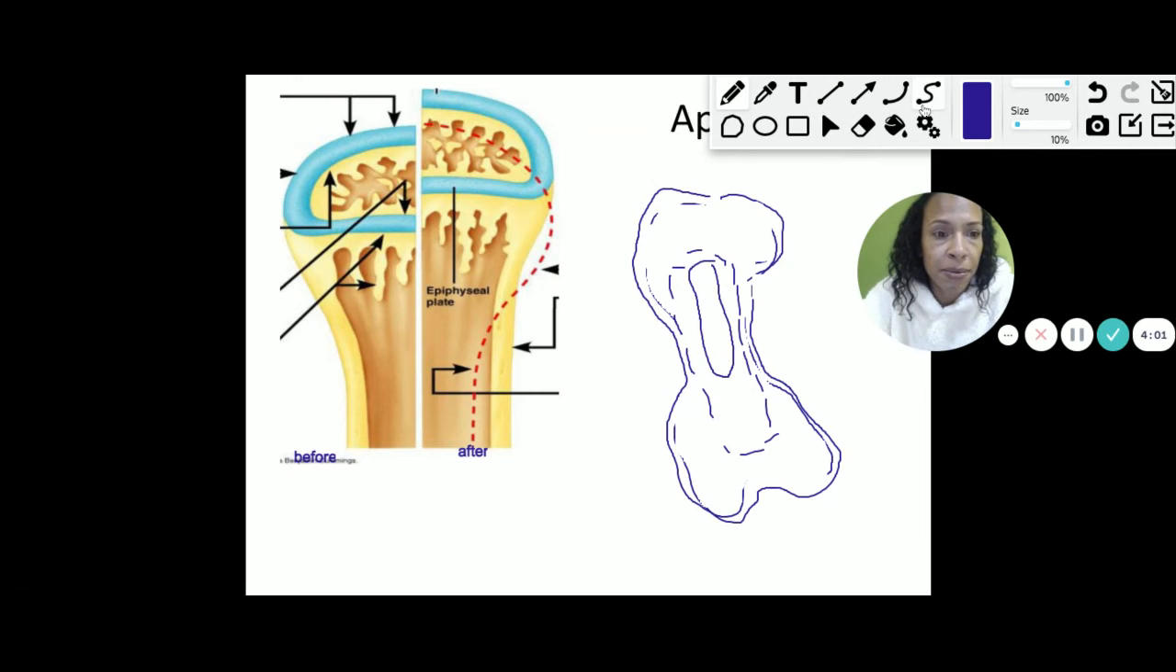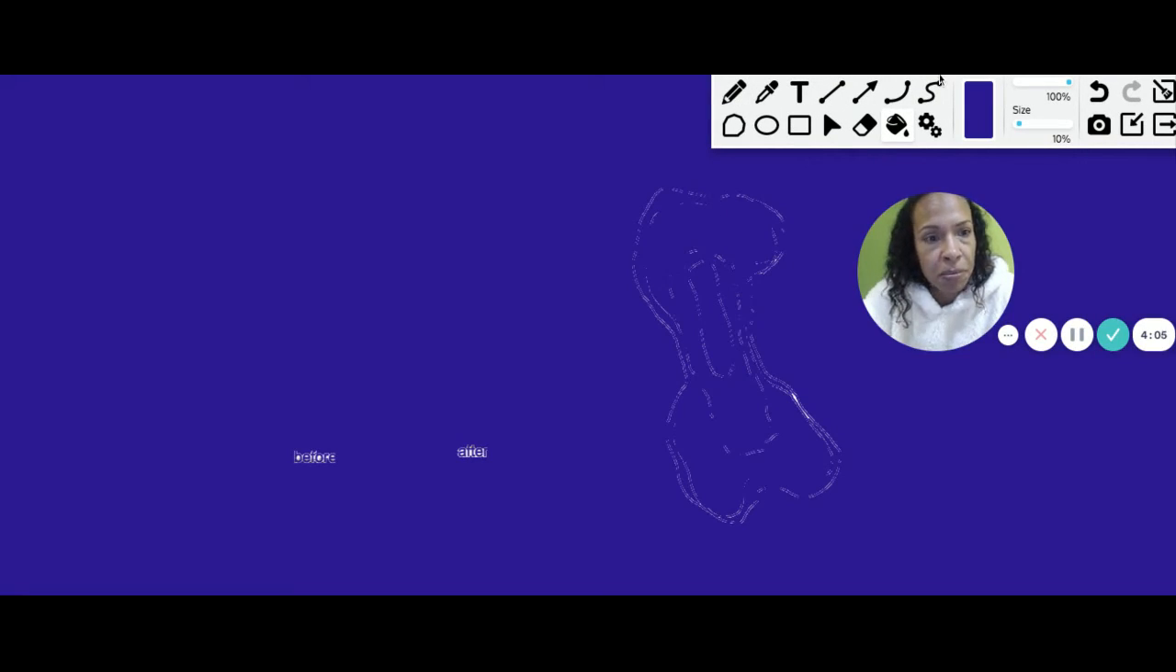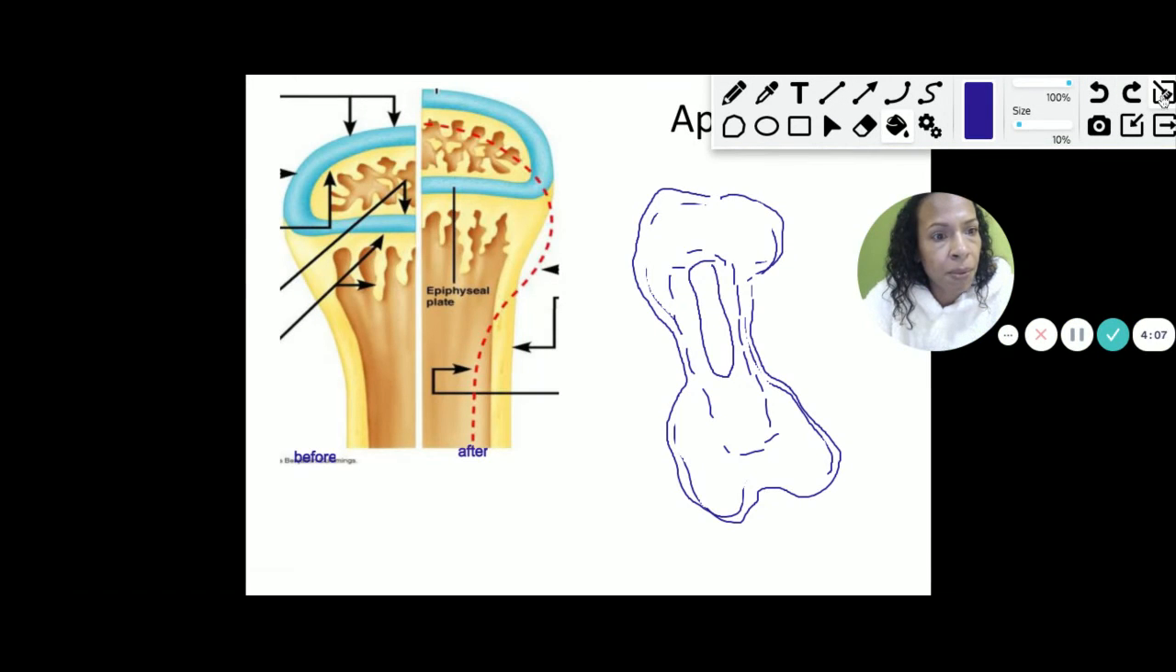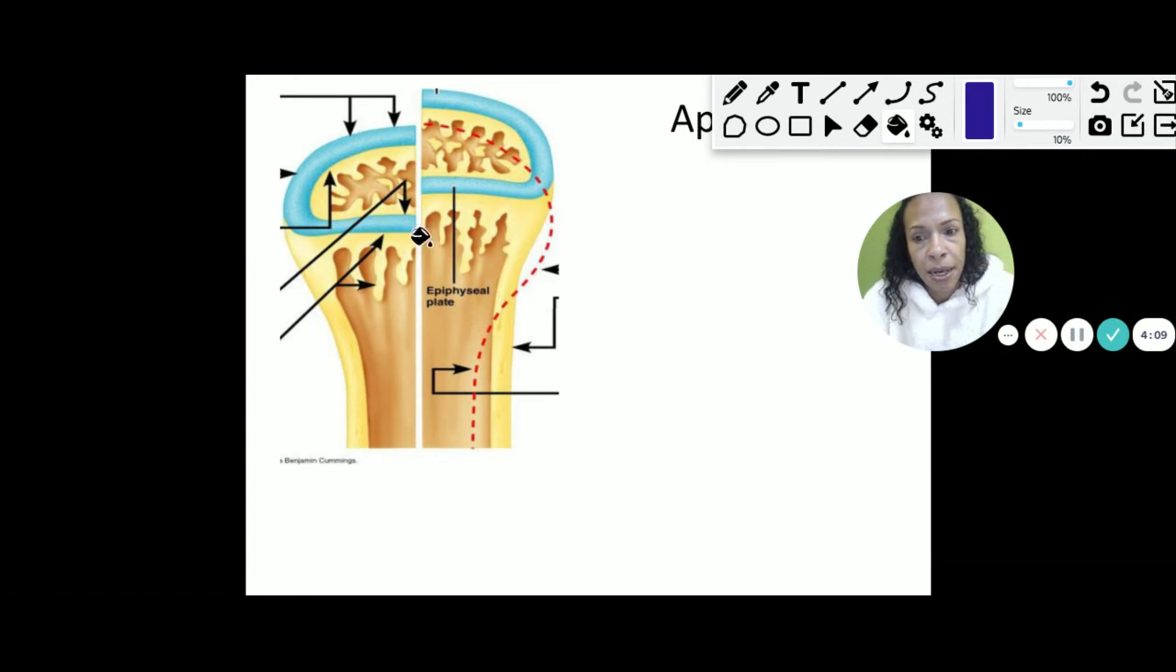And so how do we do that? Well, here's one of the ways. First, what we have to do is create some sort of elongation. And that elongation is going to happen at the epiphyseal plate. We can see that here. There's the hyaline cartilage in teal.